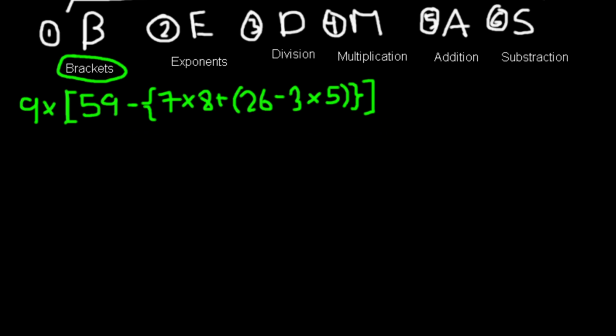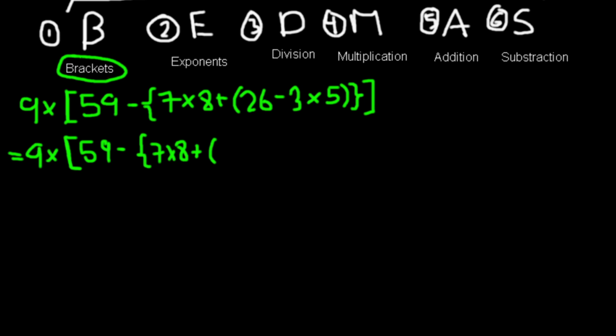We're definitely not going to be multiplying anything by this 9 for a while, so let's solve what's inside the squiggly brackets first. Actually, what is inside the bracket that is inside the squiggly bracket. There's so many brackets. So 7 times 8, we do not do that one just yet, plus 26 minus 3 times 5.